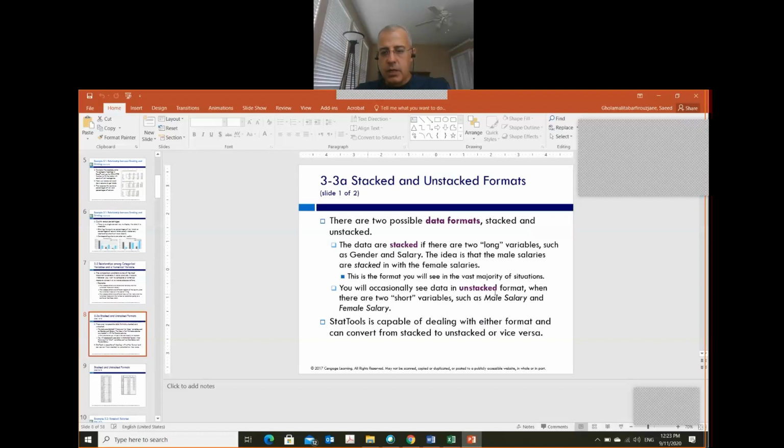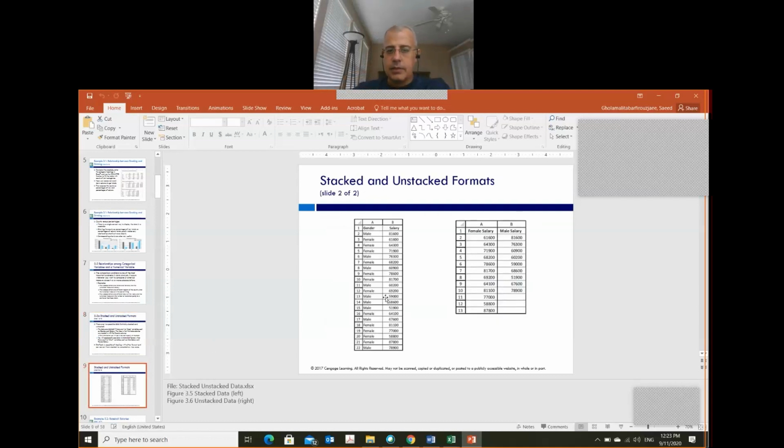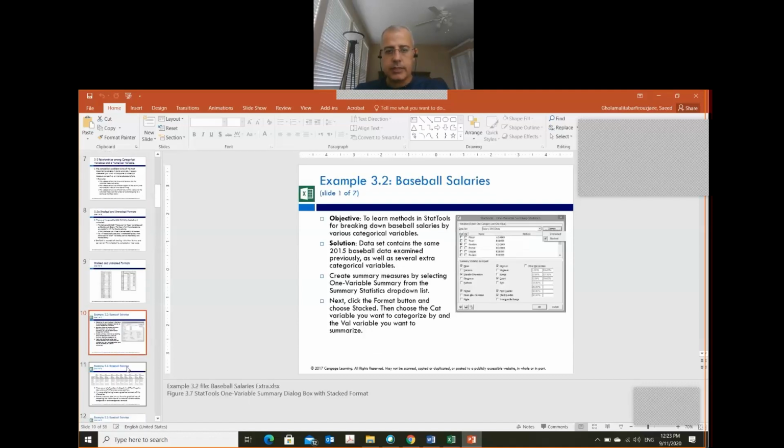And we have also another form called unstacked, when there are two short variables. So I will show you how to define stacked data in StatTools. Okay. This diagram on the left, you see the stacked, and this one is unstacked. It's a short format. So now let's go to this example, baseball salaries.